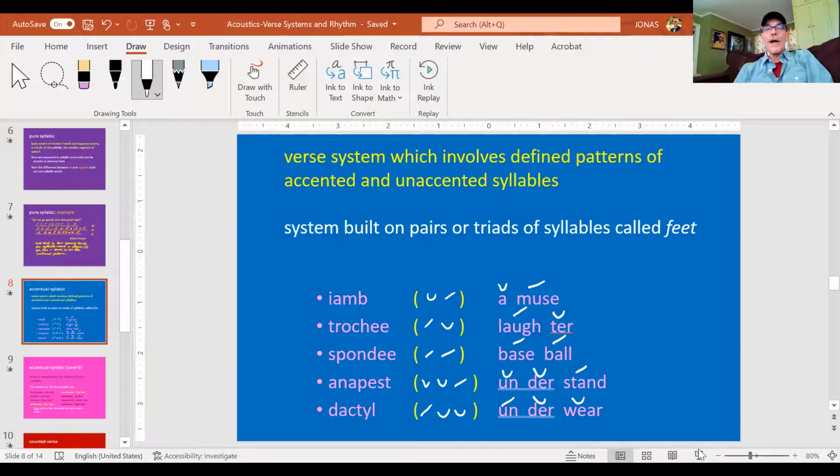I mean, honestly. Okay, so there we go. Those are the five basic feet that you're going to be responsible for: iamb, trochee, spondee, anapest, dactyl. Okay.